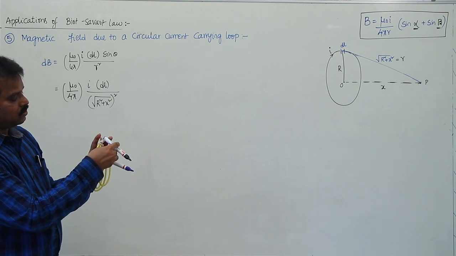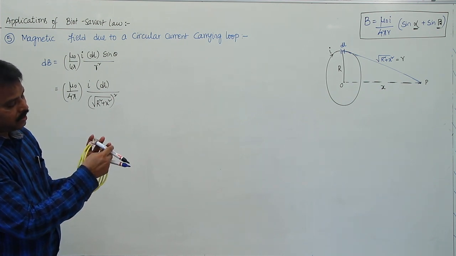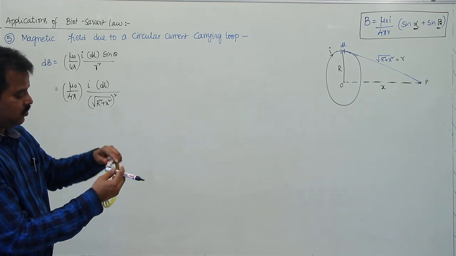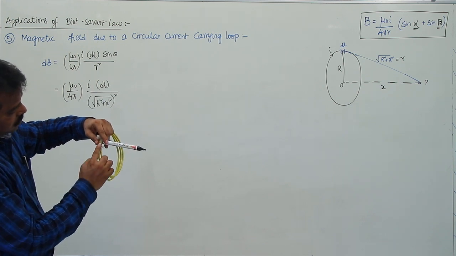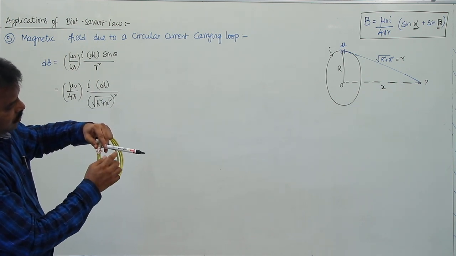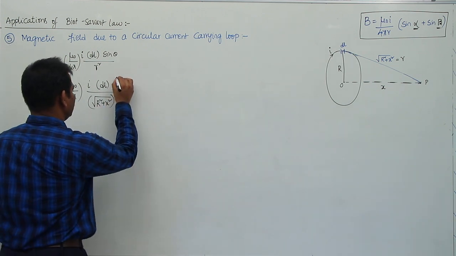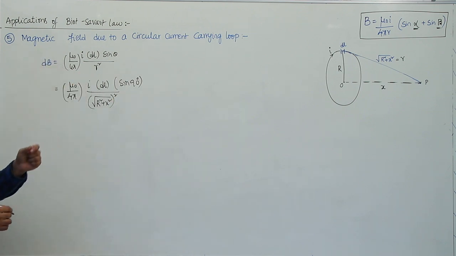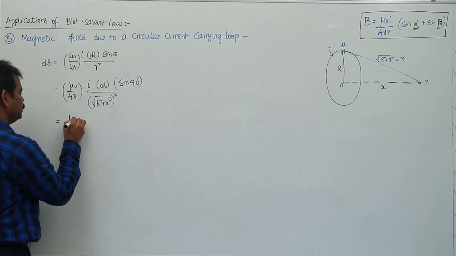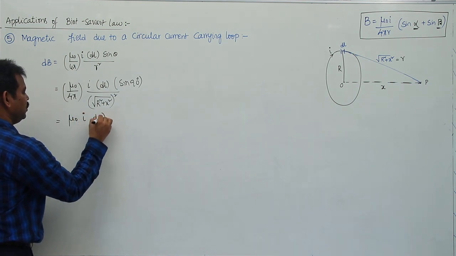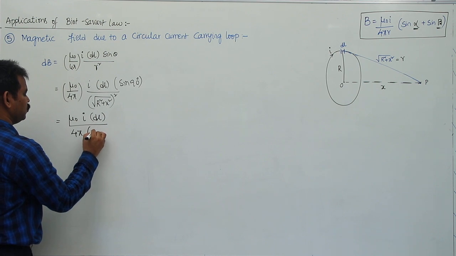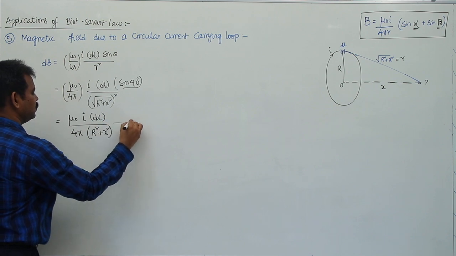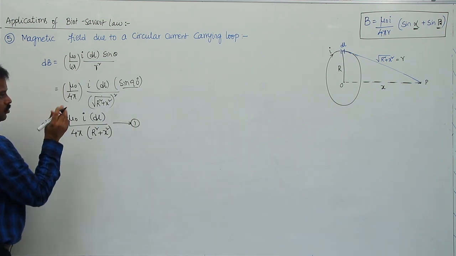So while calculating this, what is the angle between the line joining the element with this point and the element? Here you can see the angle between this and this. When you are drawing like this, this and this are perpendicular to each other. So I can take theta as 90. So this will become sin 90 degrees. This is the magnitude due to the small elemental portion. So now let me simplify this one. This will become mu naught I dl by 4 pi into, square and square root get cancelled, r square plus x square, sin 90 is 1. So this is equation 1. This is the magnitude due to the small element.